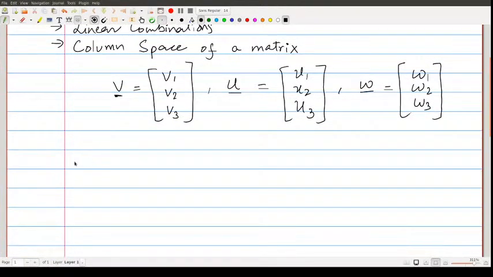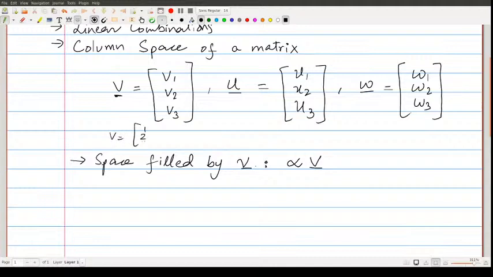Let's just start with the vector v, and we wonder what the space filled by v is. In other words, I just want to look at scalar multiples. If this is just one vector, I can't add it to another vector. I can just do scalar multiplication on it. So if I do scalar multiplication, I say alpha, which is some number, times this vector. If v was the vector 1, 2, 3, then alpha times v will just be alpha, 2 alpha, and 3 alpha.